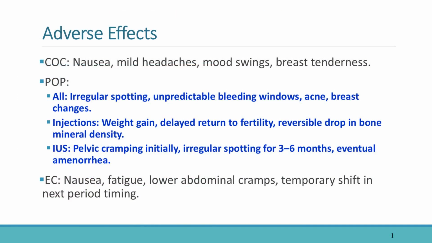The adverse effects are quite predictable. Combined oral contraceptives commonly produce nausea, mild headache, mood changes, and breast tenderness. Progestin-only methods often cause irregular spotting and unpredictable bleeding patterns. Injectable contraceptives may cause weight gain, delayed return to fertility, and reversible reduction in bone mineral density. Intrauterine systems may initially produce pelvic cramping and irregular spotting before eventual amenorrhea develops.